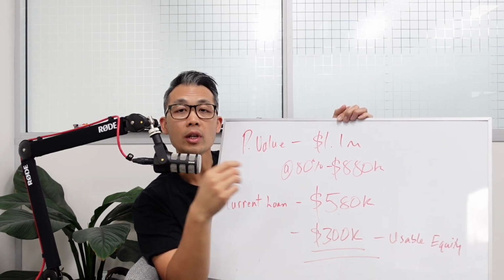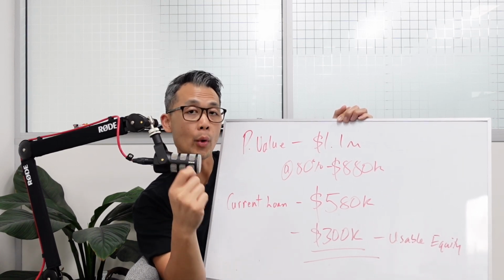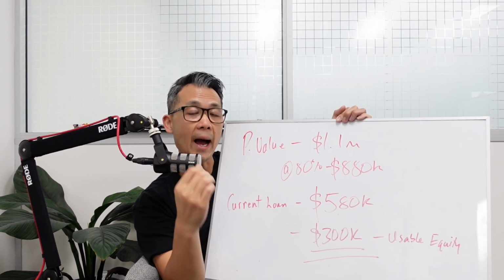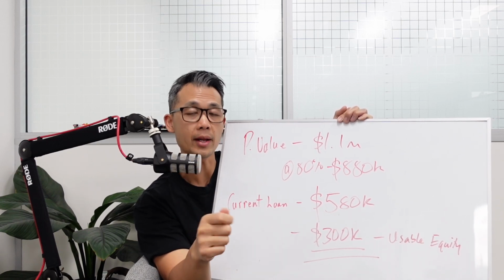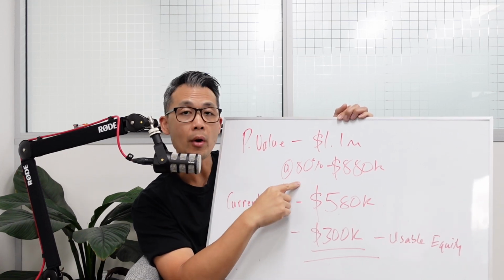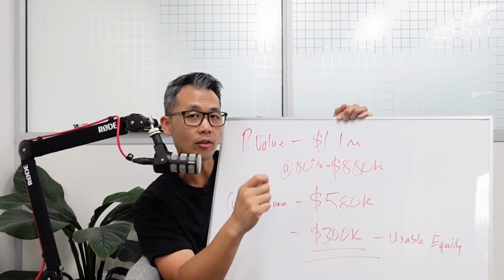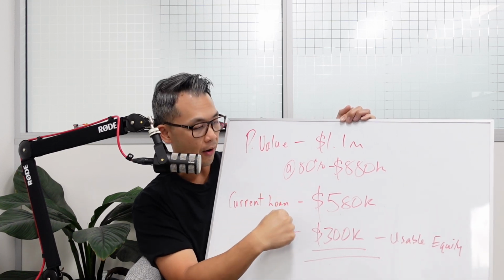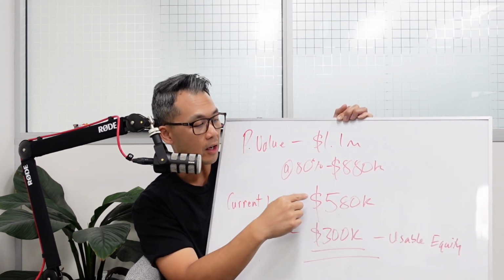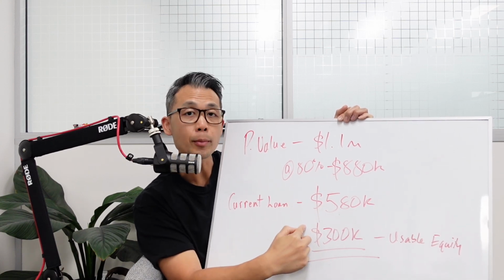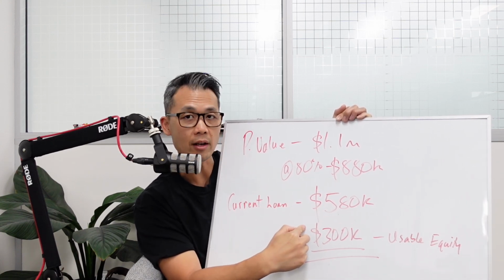For this example, the client's property is worth $1.1 million and the lenders out there will allow you to borrow up to 80% of the value of the property without paying any lender's mortgage insurance. So in this case, they can borrow up to $880,000 against this property. Now, the current loan is $580,000. So take away from $880,000, that means the client has a usable equity of $300,000.